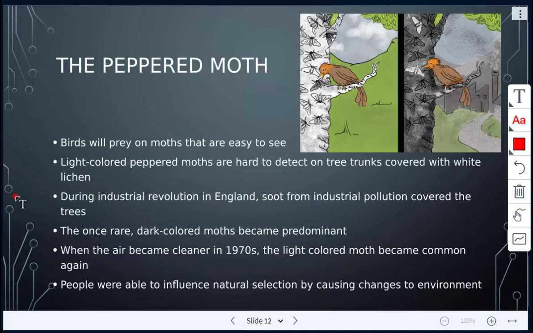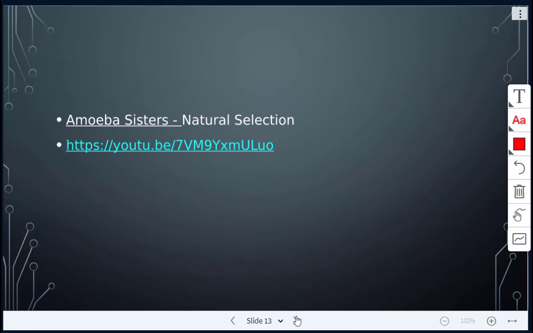Then the air became cleaner in the 1970s, and now the light-colored moths became more common again. So basically what happened here was that they were able to influence natural selection by causing changes to the environment. All right, I'm going to pause here and we'll watch this one.